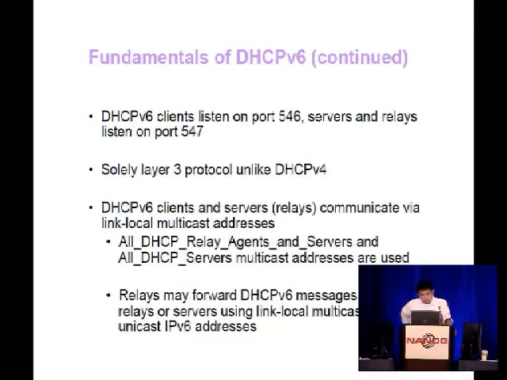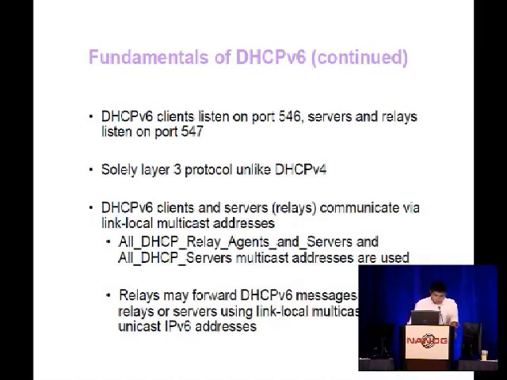So in V6, and again, I'll nag you about this, we listen on port 546 for clients, and servers and relays listen on port 547. Unlike before, we are solely a layer 3 protocol. We highlight here the link local multicast addresses that DHCPv6 clients, servers, and relays will communicate on. So again, as a layer 3 protocol, we have a very strong dependency on some of that low-level fundamental connectivity from a V6 point of view. Link local being what I'm referring to.